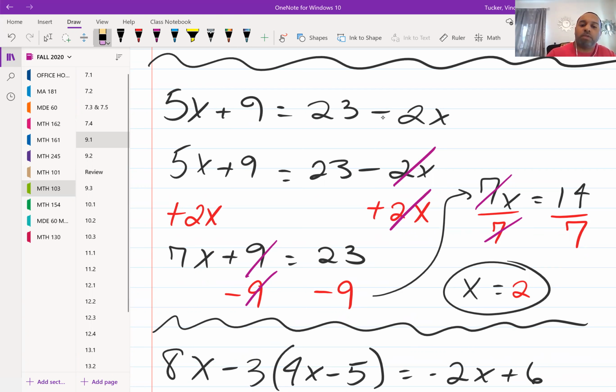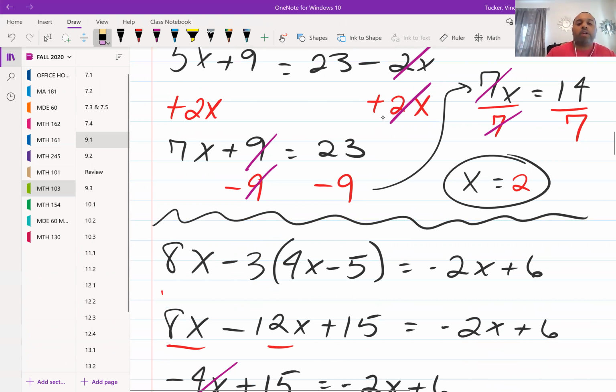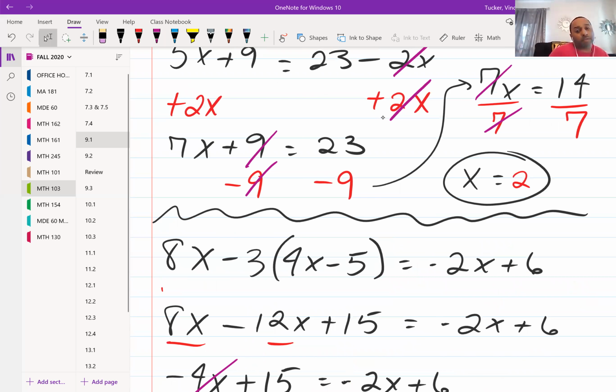All right, scrolling up. Next one. 8x minus 3 times 4x minus 5 equal to negative 2x plus 6. First thing we want to do is get access to this x inside the parentheses. We can't do that until we get rid of the parentheses, so we need to distribute negative 3 to each term in the parentheses. That gives me 8x minus 12x plus 15 equal to negative 2x plus 6.